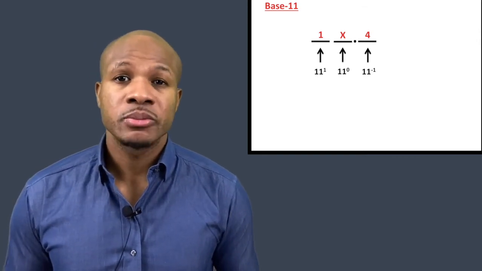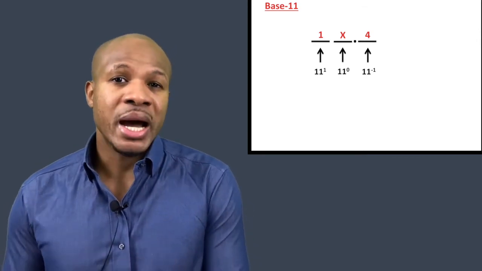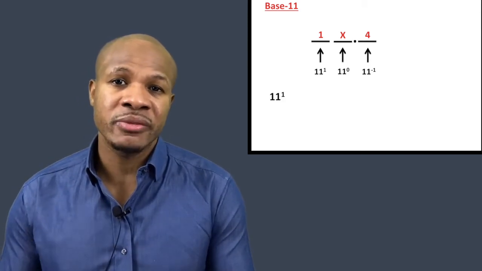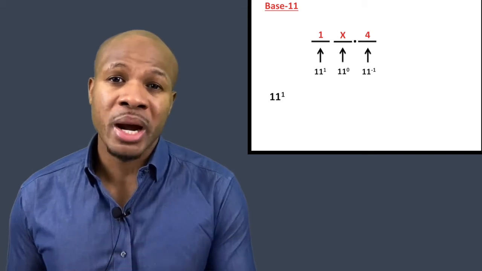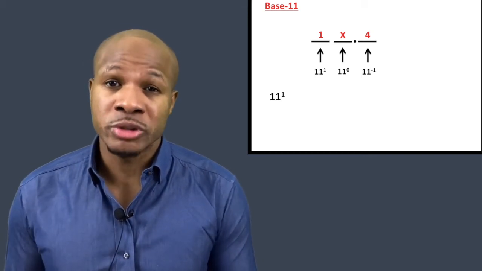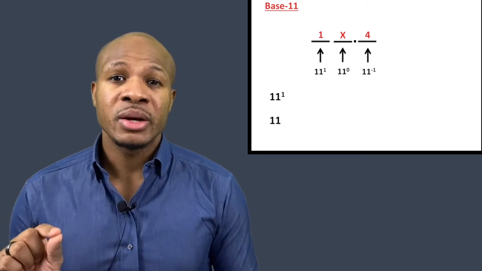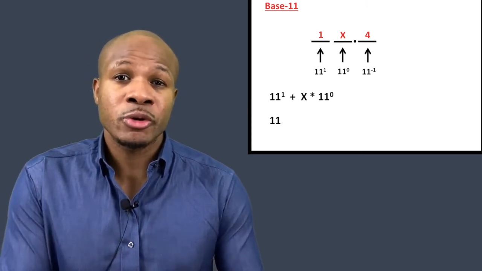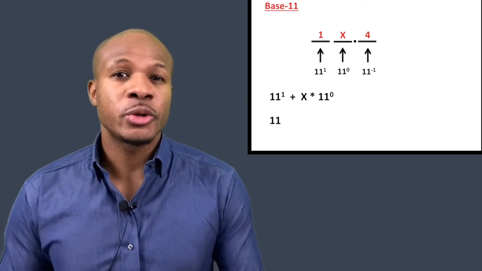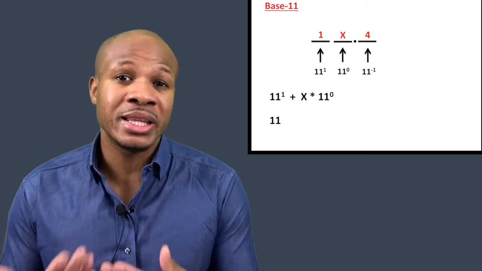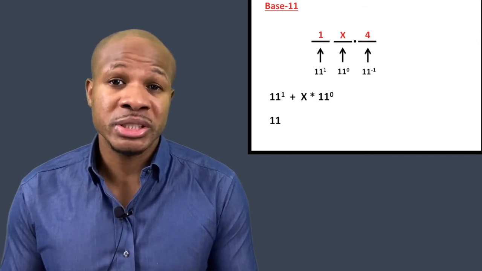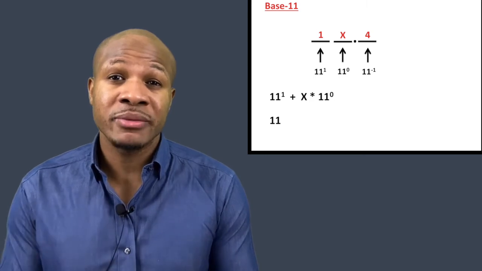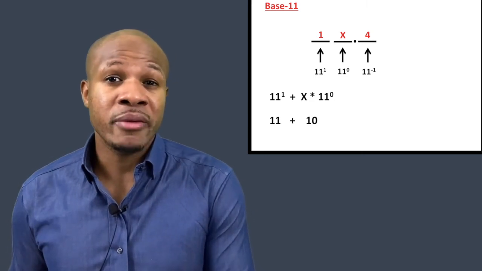So how do we do this? Well, let's start with the highest power. The highest power we have here is 11 to the 1. We have one representation of 11 to the 1. And what is 11 raised to the 1 power? 11 to the 1 just equals 11. So we have 1 times 11, and then we have x times 11 to the 0. Because in the 11 raised to the 0 power slot, we have x of those. And what is 11 to the 0? 11 to the 0 just equals 1. And what is x? X just equals 10. X times 11 to the 0 equals 10. So we have 11 plus 10.